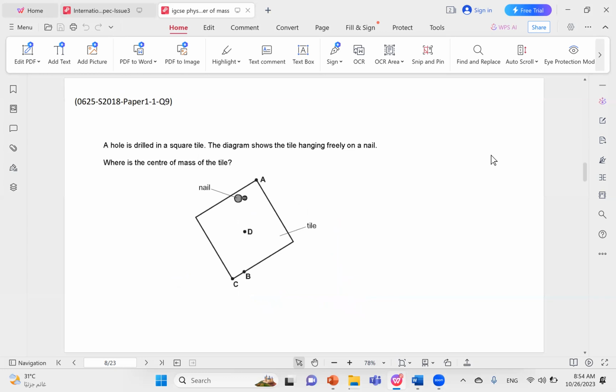A hole is drilled in a square tile. The diagram shows the tile hanging freely on a nail. Where is the center of mass of the tile? So again, what we do is we draw a vertically downwards arrow from the point of suspension, which is the nail. So A and C are not on the arrow, so we automatically disregard them. So where do you think the center of mass is? Is it at D or at B? Of course, common sense says that the center of mass is going to be at D.